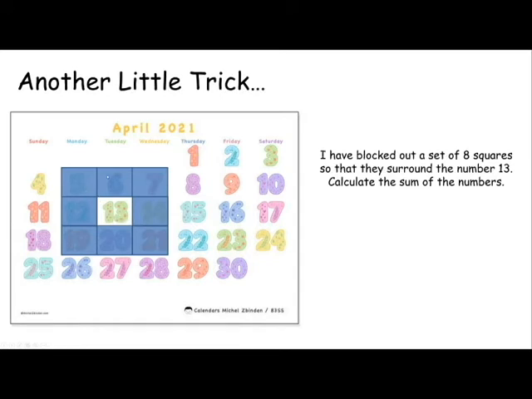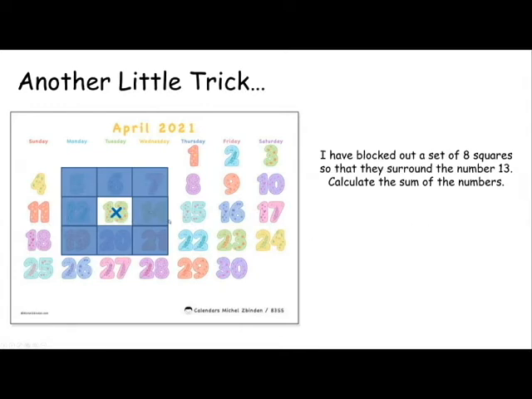Now I could sit here and go 5 plus 6 plus 7 plus 12 plus 14 plus 19 plus 20 plus 21 and tell that to you, but that's going to take a long time and it really isn't that impressive. Also, it isn't reversible where if somebody gives you the sum, you can figure out the center number either. So let's see if we can figure out what the pattern here is. I don't know what each of those numbers are, so I'm just going to call my 13 x. 13 is x.